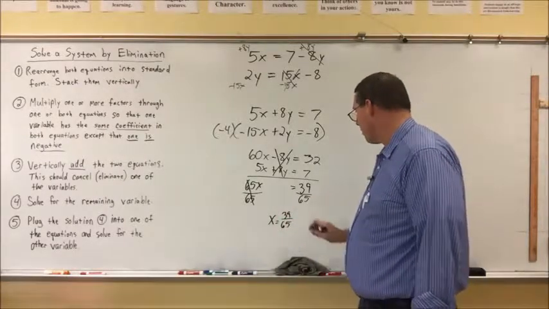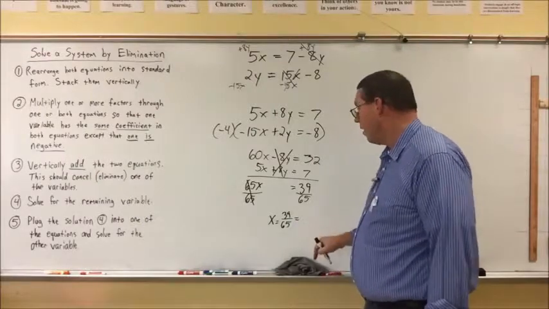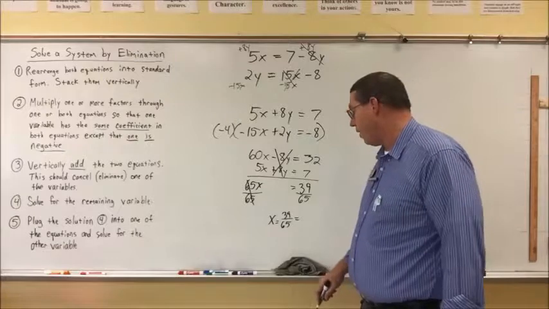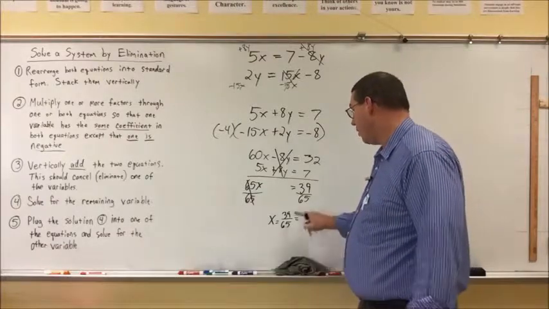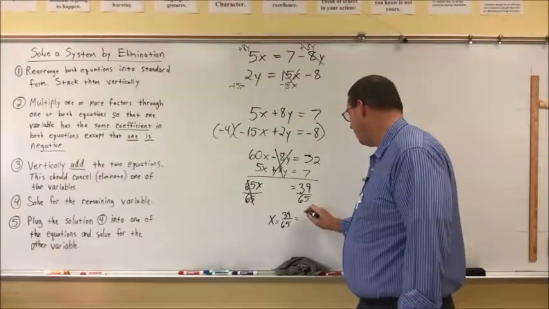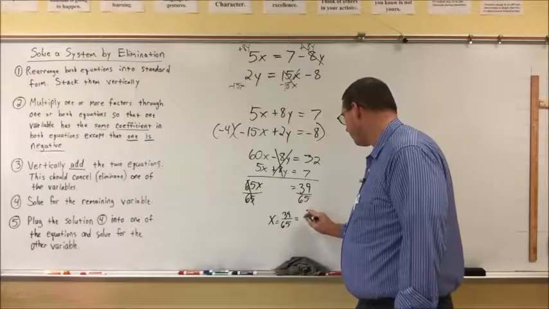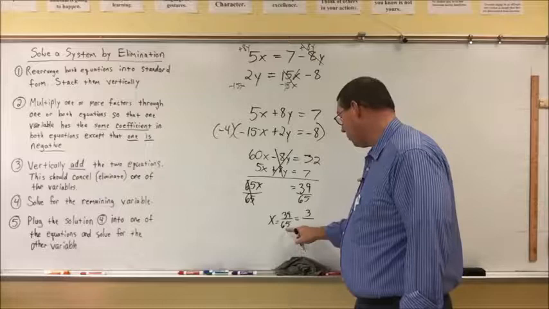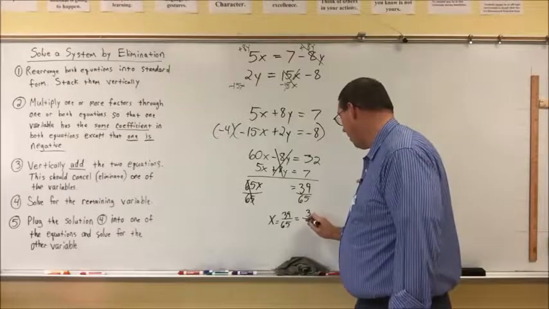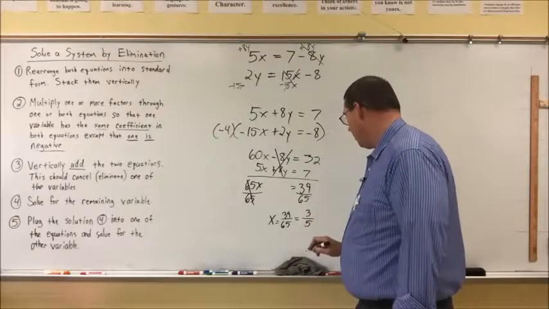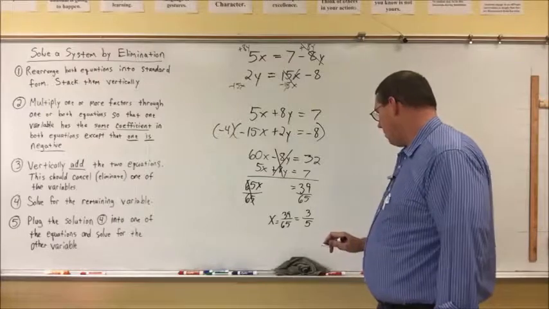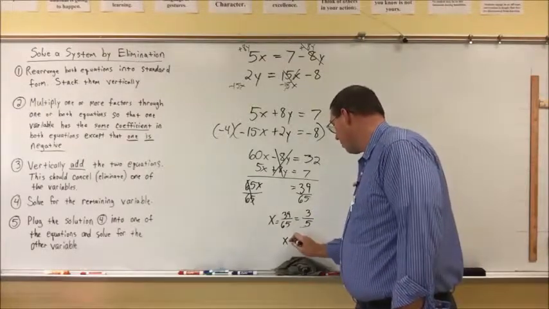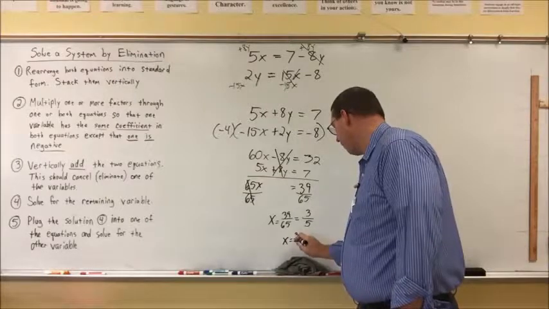Well, oh, hang on a second. I can reduce this. There is a number that divides into 39 and 65, and that number is 13. 39 divided by 13 is 3, and 65 divided by 13 is 5. And so x is equal to 3/5. So that's my first solution. x is equal to 3/5.